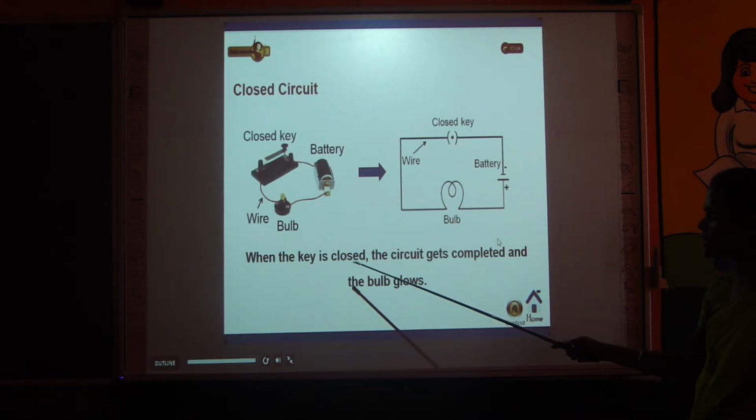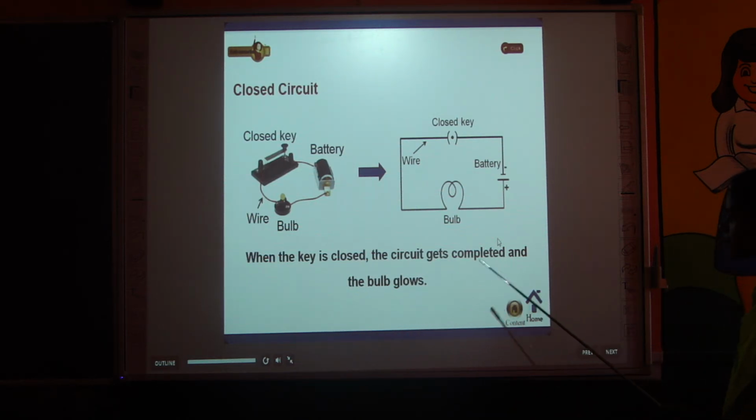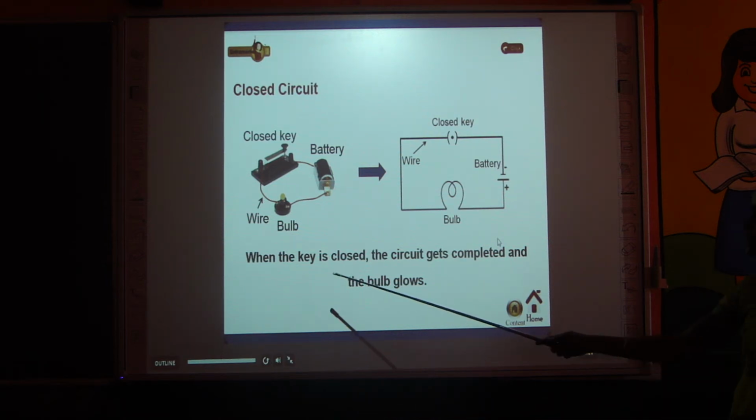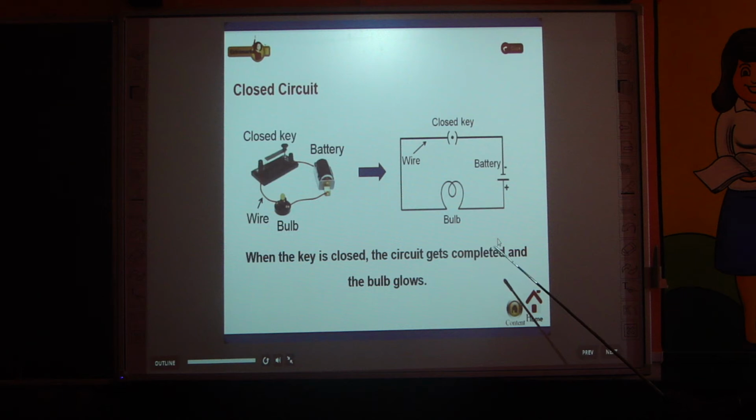See, when the key is closed, the circuit gets completed and the bulb glows. See, this is a closed key. When the key is closed, the electrical circuit, we already know that only a closed path makes the current pass through it. So, when the key is closed, the circuit gets completed and the bulb glows.